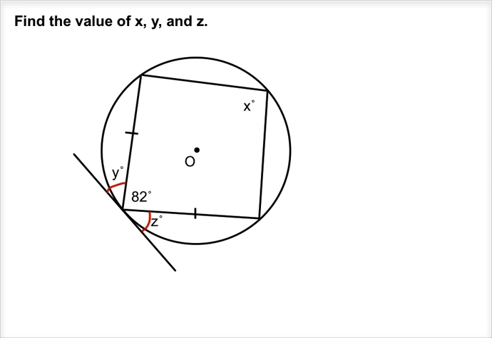Find the value of X, Y, and Z. Well, let's see how I can do this one. I know that X is an opposite angle of an inscribed quadrilateral to the 82. So I know that X and 82 have to add up to 180 degrees. So that must mean that X is 98 degrees.